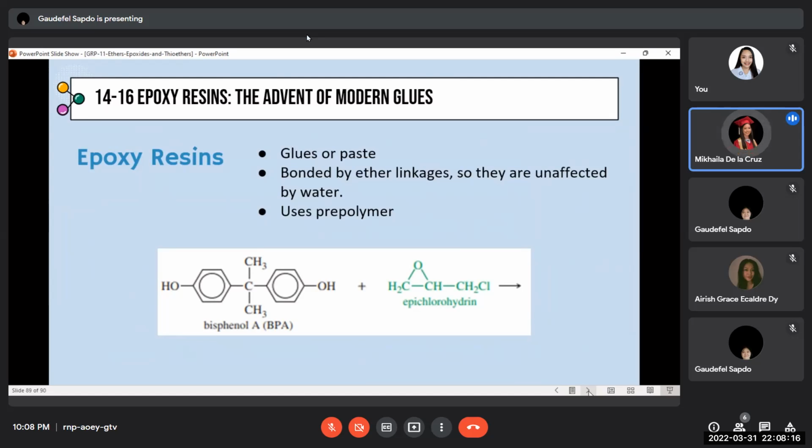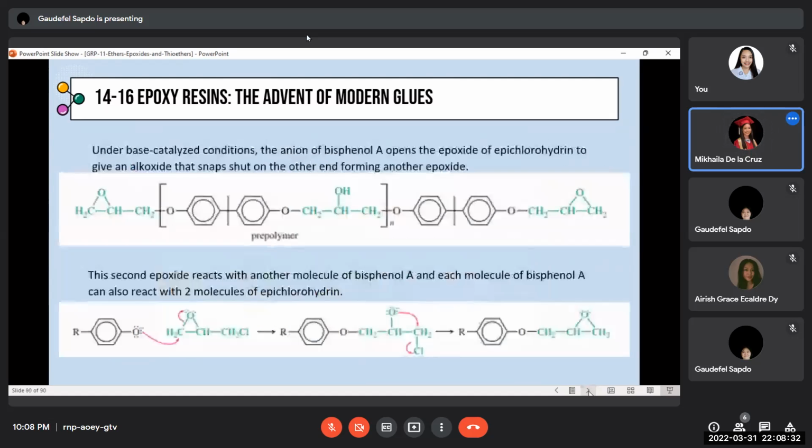In the picture, there is an example of the structures of bisphenol A or BPA and epichlorohydrin. Next slide please. The picture explains that under base catalyzed conditions, the anion of bisphenol A opens the epoxide of epichlorohydrin to give an alkoxide that snaps shut on the other end, forming another epoxide.